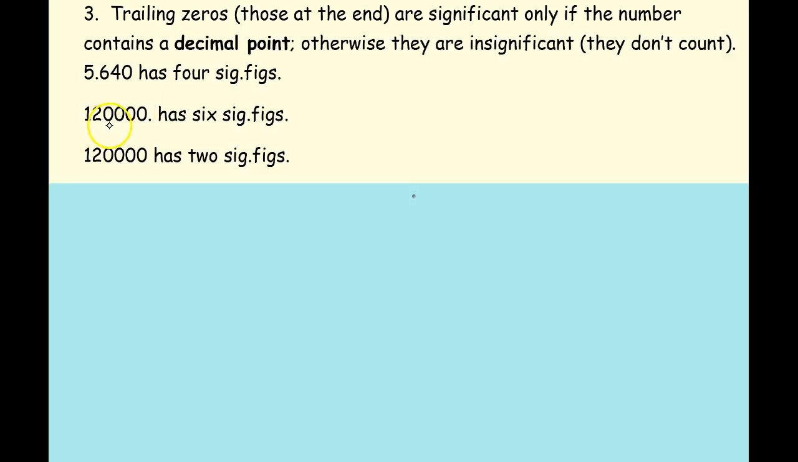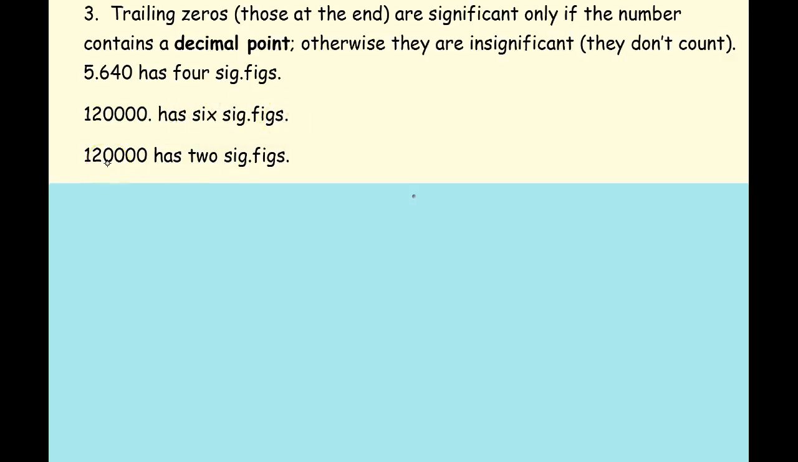The next quantity we have is 120,000 with a decimal at the end. Because there's a decimal at the end, those 4 zeros have to count. And we already know that the first 2 numbers are non-zeros, therefore they count. So we have here 6 significant figures.